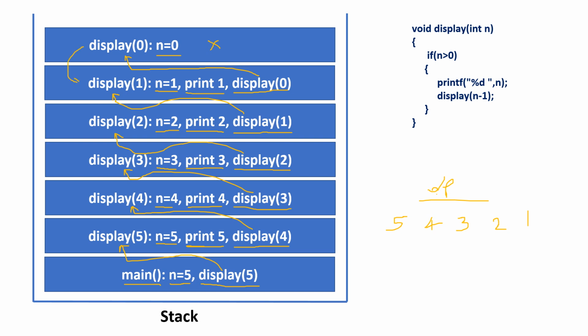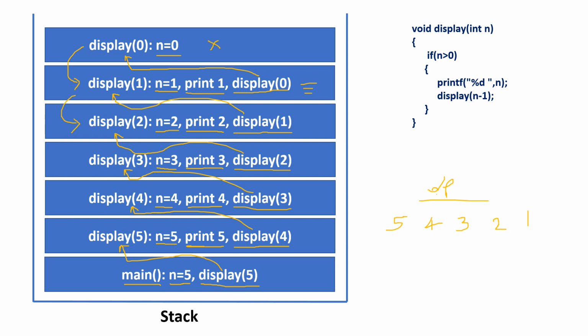its caller. Who is the caller of display of 0? Display of 1 is the caller. Then automatically display of 0 will be removed from the stack and the control returns to display of 1. As there are no more statements in display of 1 to be executed, then automatically the control returns to its caller. Who is the caller of display of 1? Display of 2 is the caller. That means now all the variables related to display of 1 are removed from the stack and the control returns to display of 2.